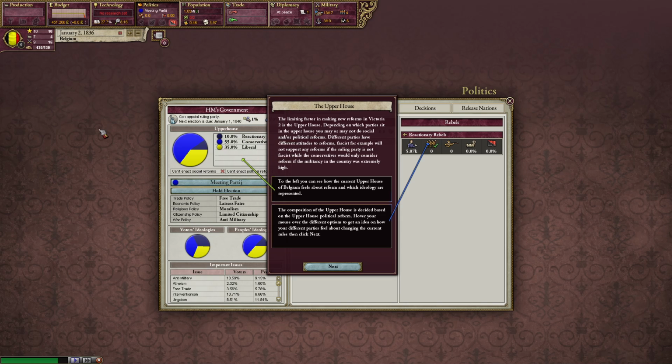Okay. The composition of the upper house is decided based on the upper house political reform. Hover your mouse over the different options to get an idea how your different parties feel about changing the current rules, and click next.